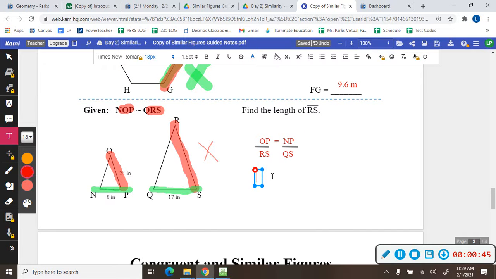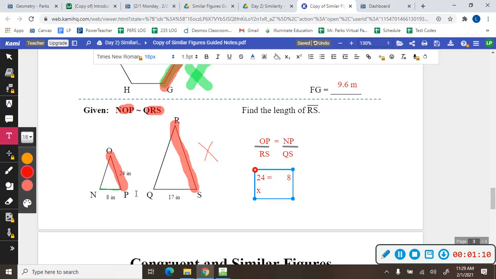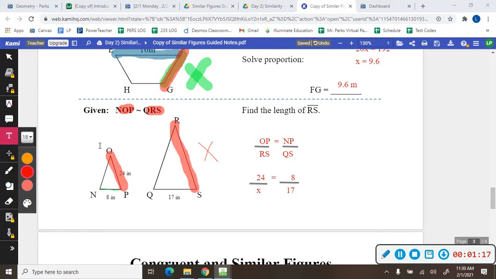So what is OP? OP is 24. And that's going to be 24 divided by RS, which is X. And that's going to equal NP, which is 8, divided by 17. So 24 over X is equal to 8 over 17. So then I have a proportion.